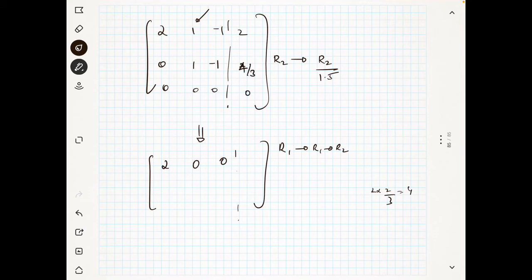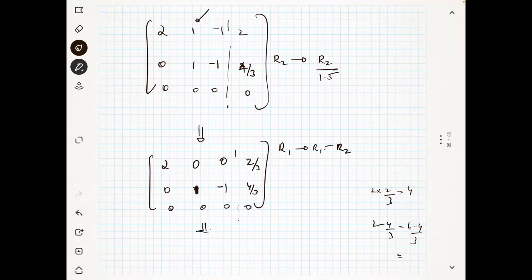So this becomes 4 by 3, and this is 0 anyway. So this is R1 minus R2. I am going to just write R1 minus R2. So this becomes 0. So 2 minus 4 by 3. 2 minus 4 by 3 is 6 minus 4 by 3, which is 2 by 3. Okay. Next, this is 0, this is 1, this is minus 1, and this is 4 by 3. This is 0, 0, 0, and 0.